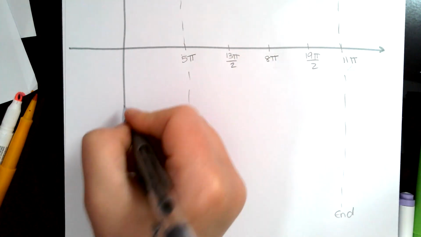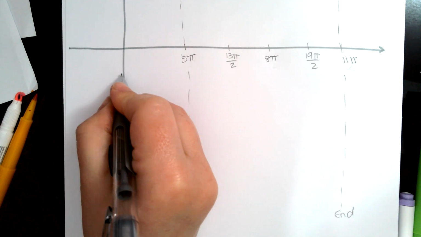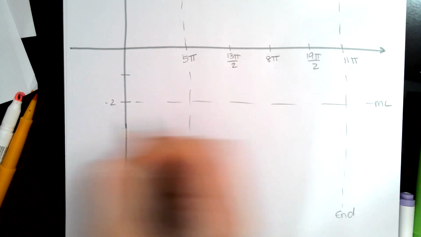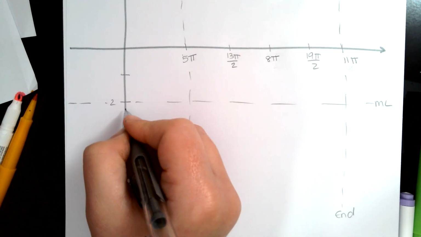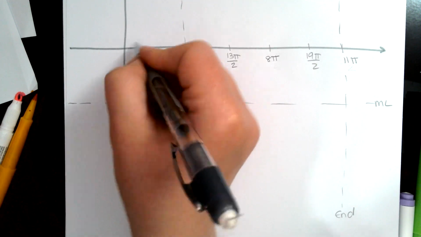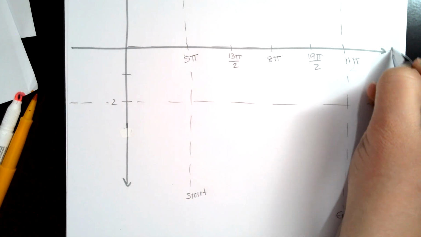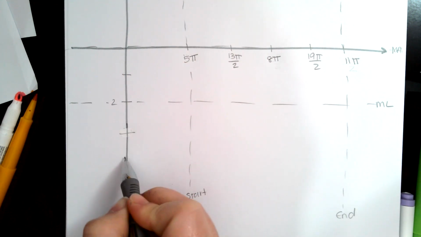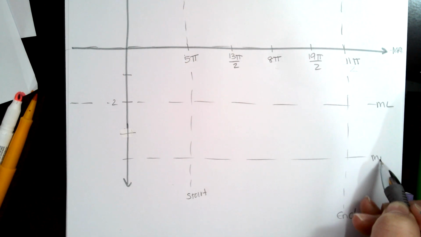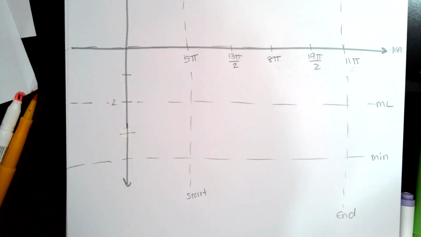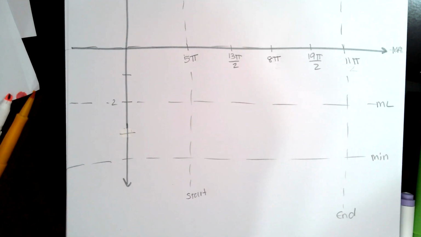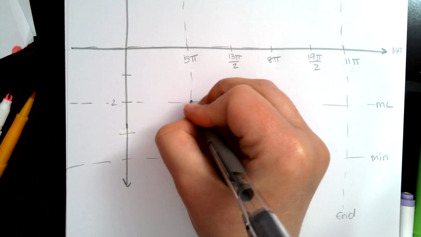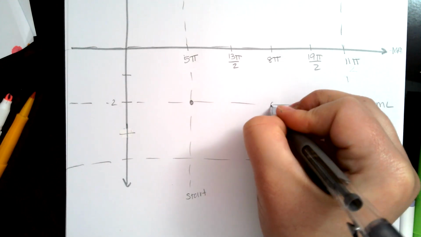Next, our midline is at negative 2. And we have an amplitude of 2. So 1, 2. Here's my max. And here's my 1, 2, my min. Okay, we have a positive sine. So positive sine means we're going to start. Where's my middle? Okay, here's my start, my end, and my middle on my midline.